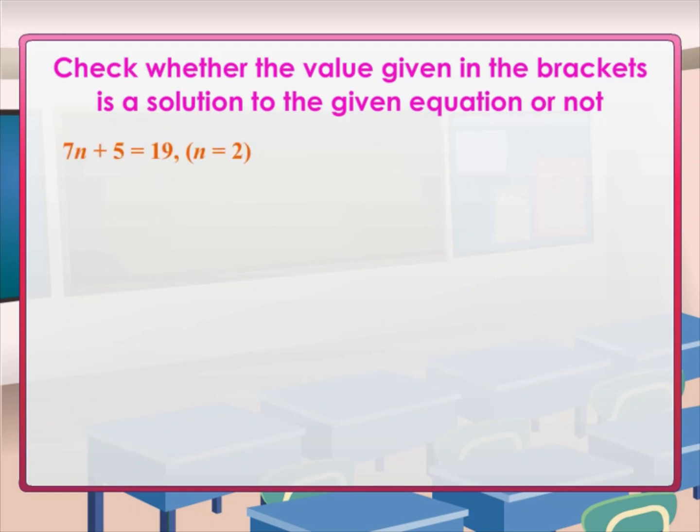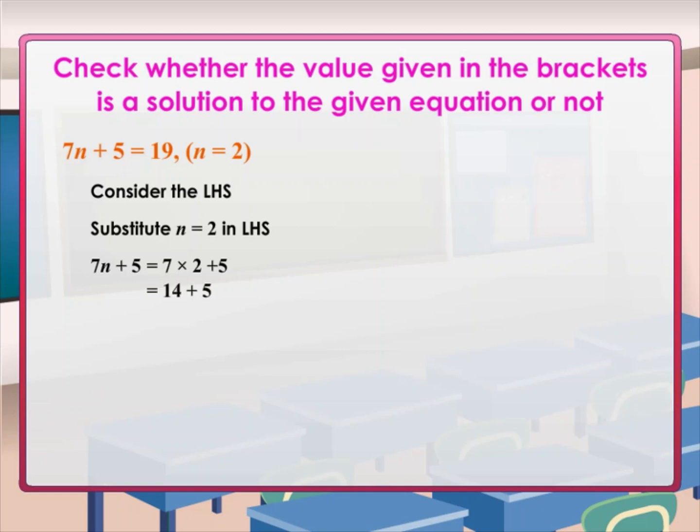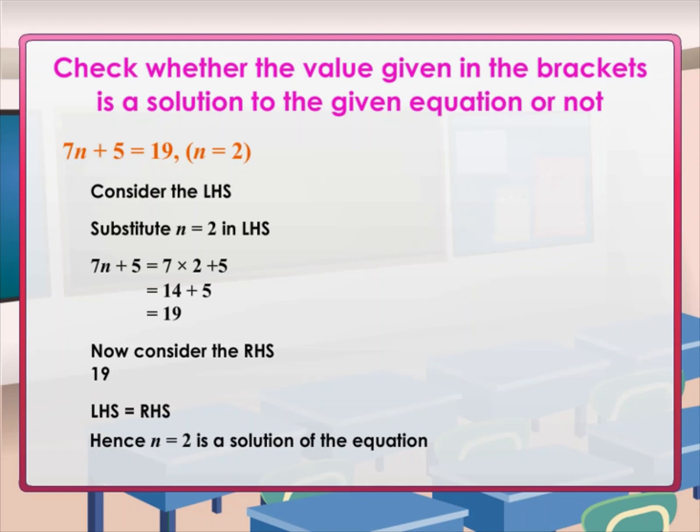Consider another equation. 7n plus 5 is equal to 19. We have to check whether n is equal to 2 is a solution of the equation or not. Let us consider the left-hand side. Substitute n is equal to 2 in the LHS. 7n plus 5 is equal to 7 times 2 plus 5, which is equal to 14 plus 5, which is equal to 19. Now consider the right-hand side. On the right-hand side, we have 19. Comparing both LHS and RHS, they are equal. Hence, n is equal to 2 is a solution of the equation.